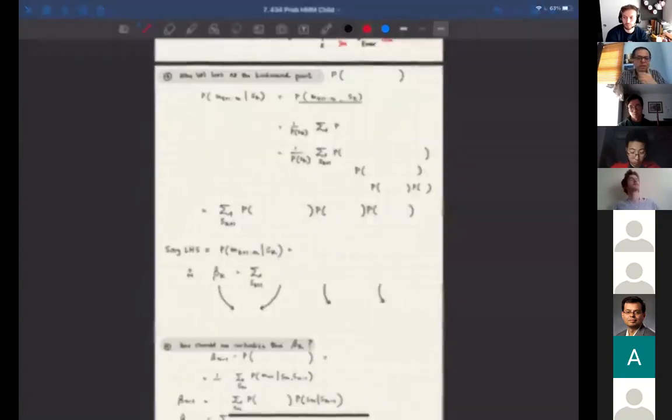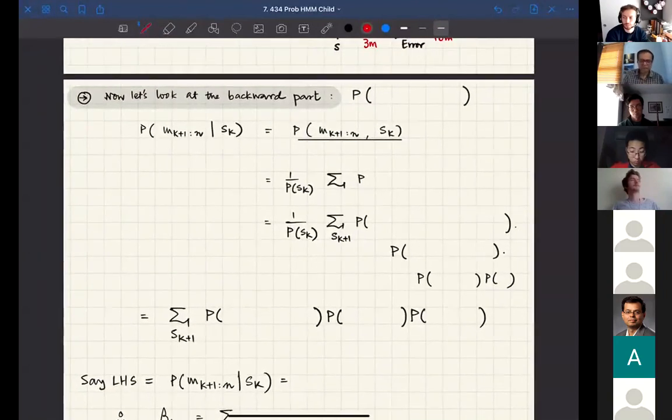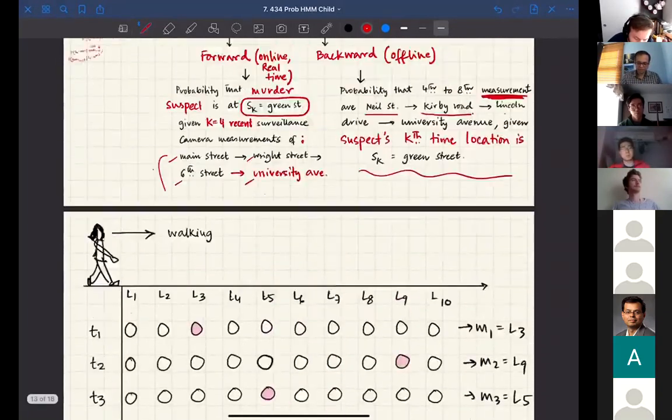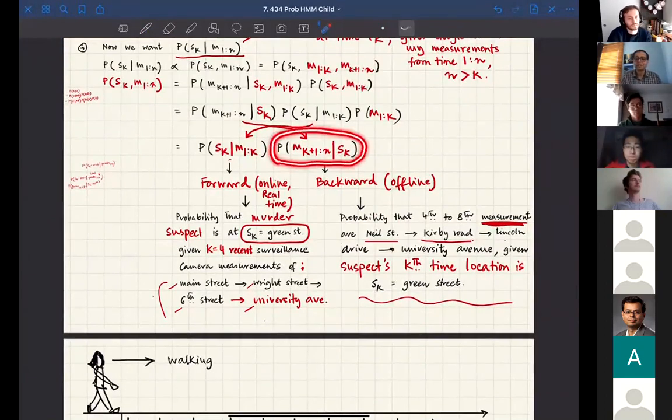Let's now talk about the backward part. So what is the backward part? Backward part is mk plus 1 to n given sk. Does that make sense? Remember, this is where we were. This is backward. Google is asking, what is the probability of all these measurements that I've received given Romit is at Starbucks?